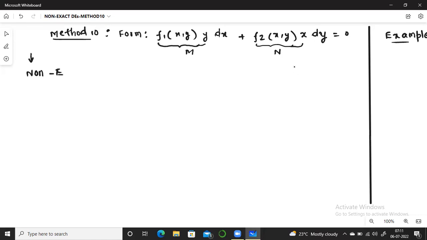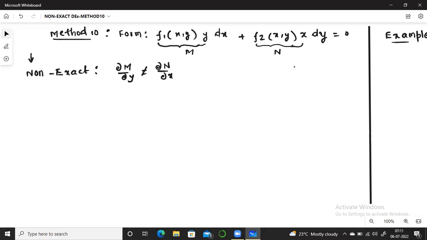The non-exact condition, you know that: it should satisfy dou M over dou y not equal to dou N over dou x. So okay, the first condition is satisfied, let us say. So it is non-exact. Remember, we have seen non-exact equations in different forms. Methods 8 and 9 we have seen in different forms, but here the form is different. So the given equation is non-exact and available in this form.